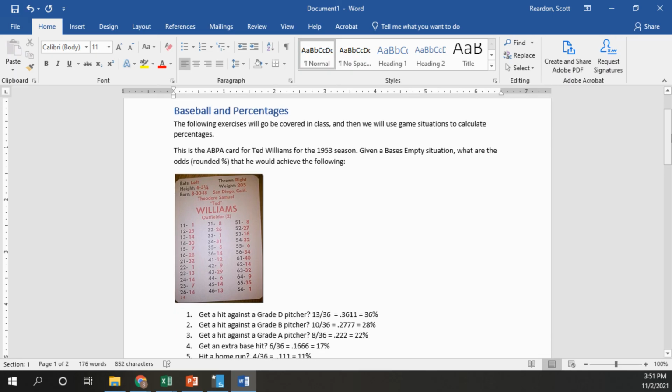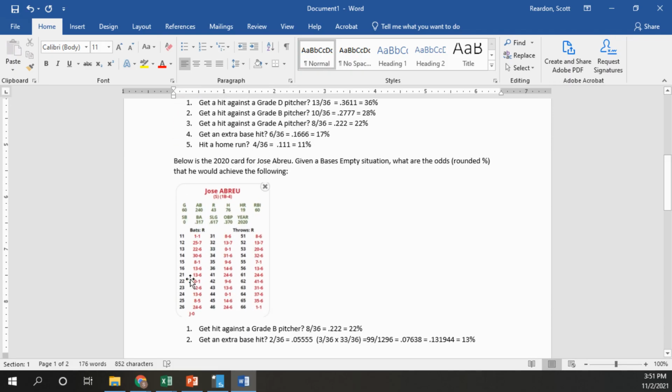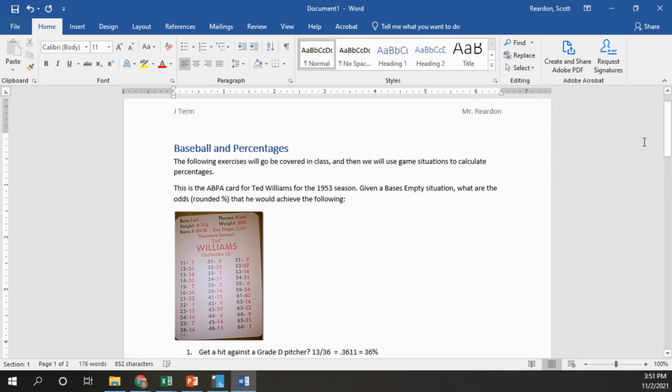During our games today, we will be calculating a couple times based on whoever the batter is, based on whatever the base situation is. We're going to be calculating what the odds are of them getting an extra base hit or some other factor. Hey, you're facing a grade A pitcher. What are the odds of getting an extra base hit this next at bat, or a home run, or whatever? Some players will have single column cards. Some players like Jose Abreu will have double column cards. All right. So there you go with baseball and percentages.